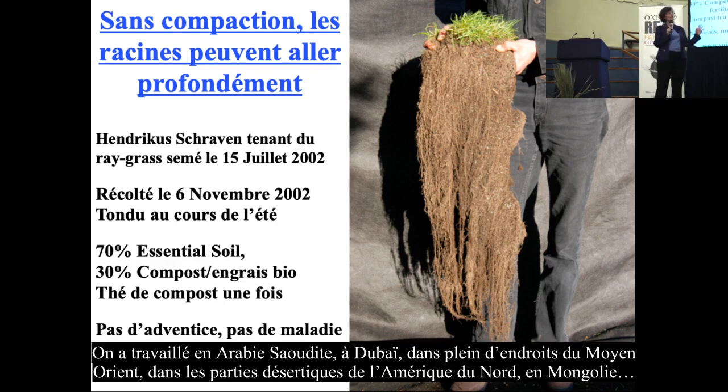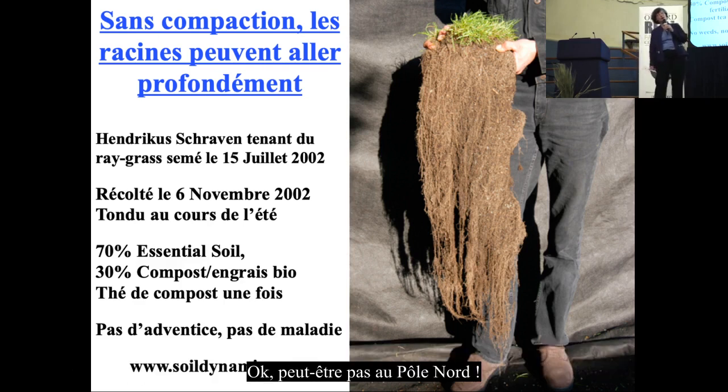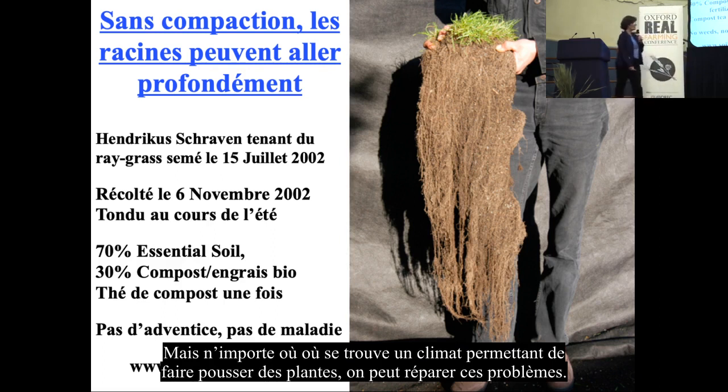We've worked in Saudi Arabia, in Dubai, in many places throughout the Mideast, in the desert systems in North America, in Mongolia, and we are showing that if we get the proper biology in the soil, we can bring life, we can grow plants at maximum productivity anywhere. Okay, maybe not the North Pole. But anywhere where we've got the climate to allow plants to grow, we can fix these problems.